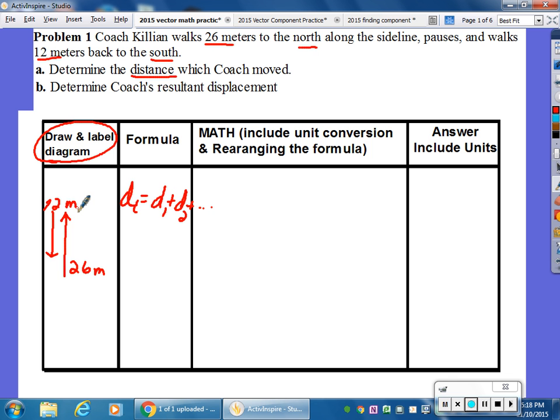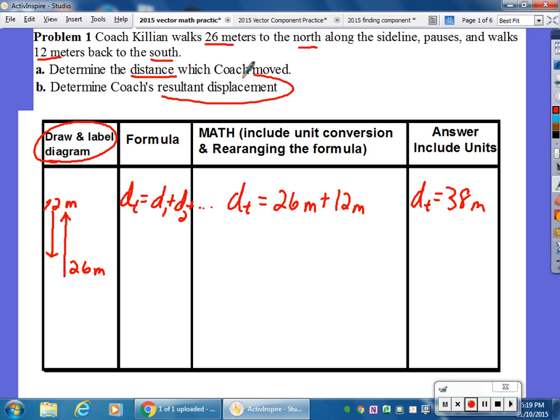So in terms of this, though, you're just going to add them. Direction is not important with distance because that's not a vector quantity. That's a scalar quantity. So total distance here is just going to be 26 plus 12, or the total distance of 38. So now in terms of the vector, the next one says what is the resultant displacement?